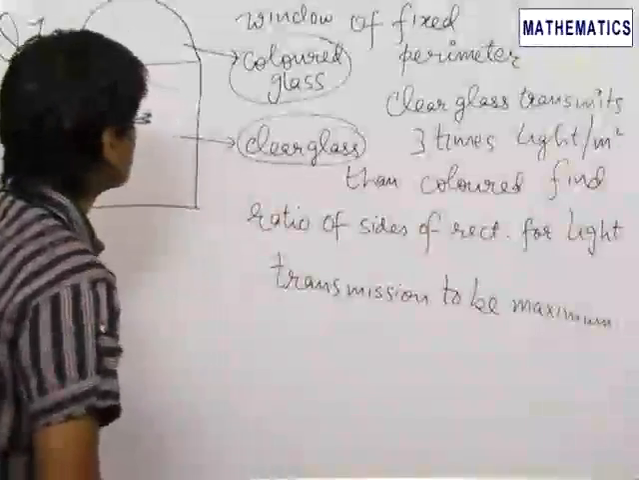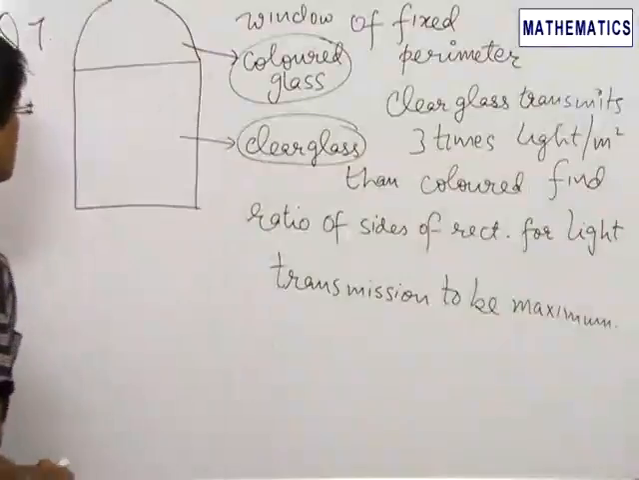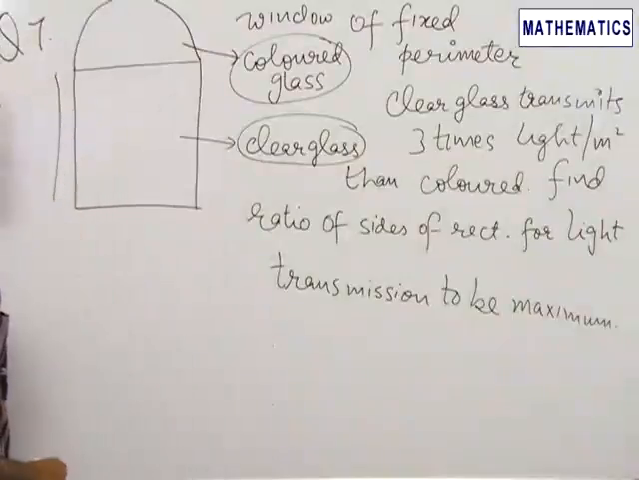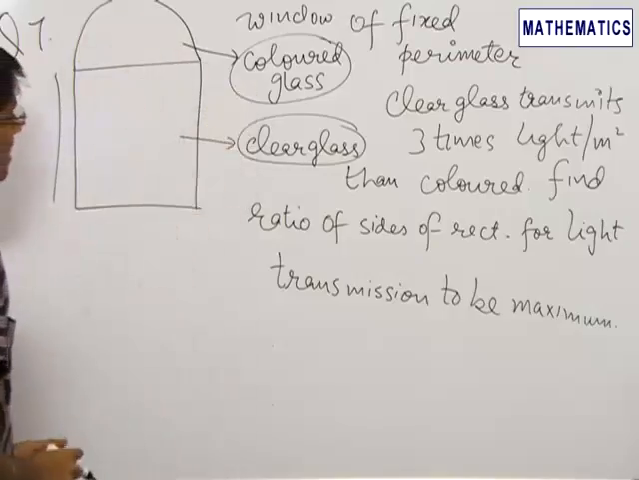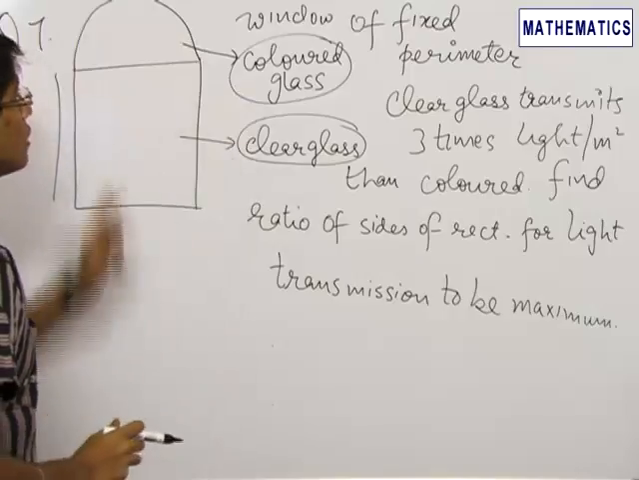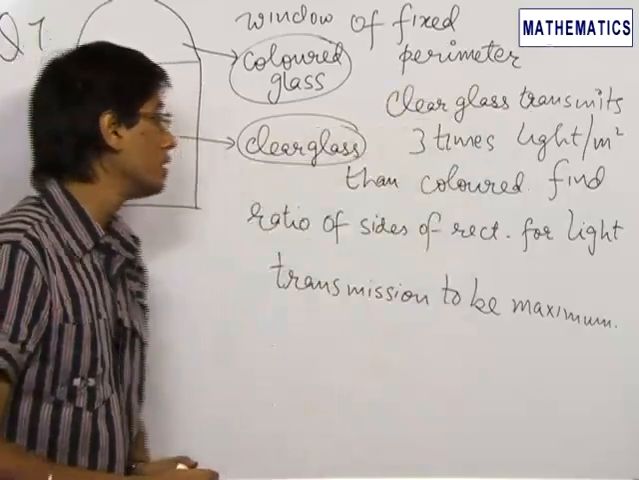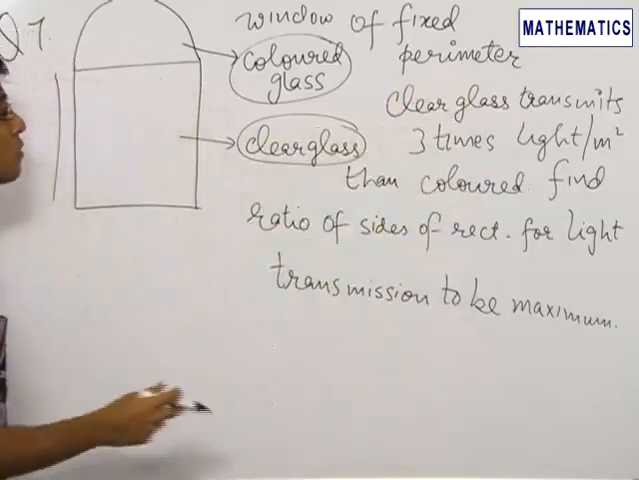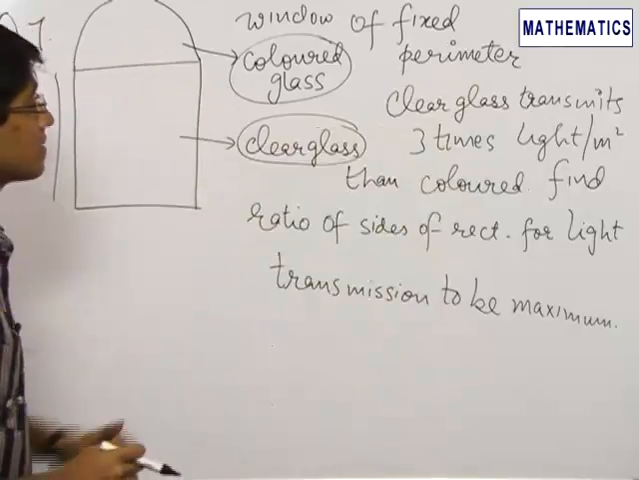Our seventh problem is a very interesting problem. We have a window which comprises a rectangle surmounted by a semicircular portion over it. The semicircular portion of the window is fitted with colored glass and the rectangular portion has clear glass. This window is a window of fixed perimeter. This clear glass transmits 3 times more light per square meter than the colored glass.